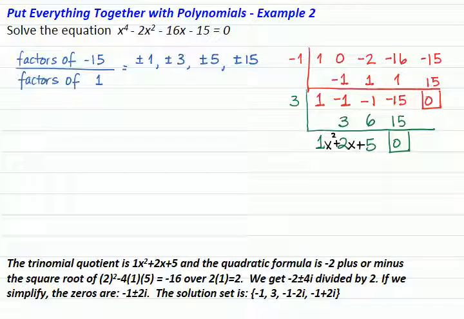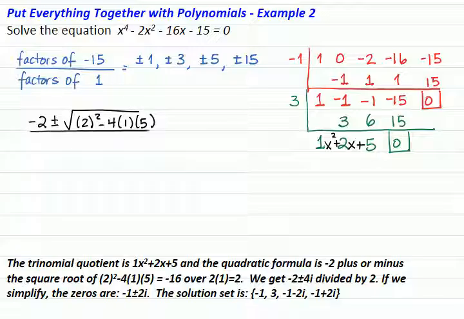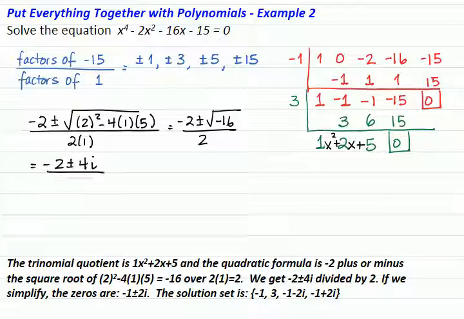using the quadratic formula. Negative b, which is negative 2, plus or minus the square root of b squared minus 4ac, divided by 2a. This is negative 2 plus or minus the square root of negative 16 divided by 2, which is negative 2 plus or minus 4i divided by 2. And if I simplify everything in the numerator by 2, negative 1 plus or minus 2i.